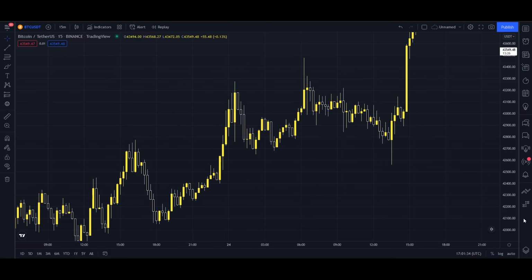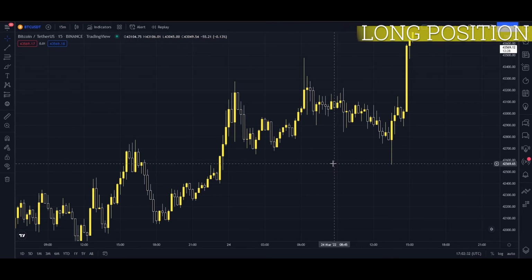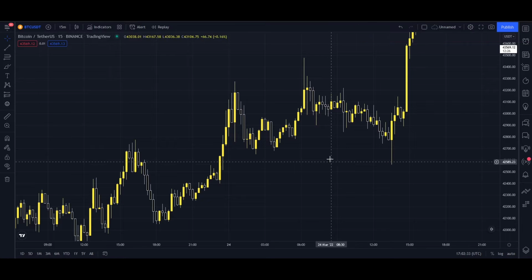Okay guys, the first thing you have to know about these patterns is that they are continuation patterns, which means if an uptrend enters the pattern, an uptrend will exit, and on the other hand, if a downtrend enters the pattern, a downtrend will exit. Now, how do we use a symmetrical triangle in order to open a long position?